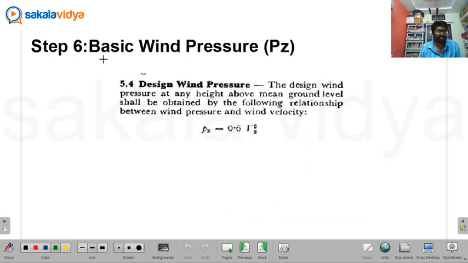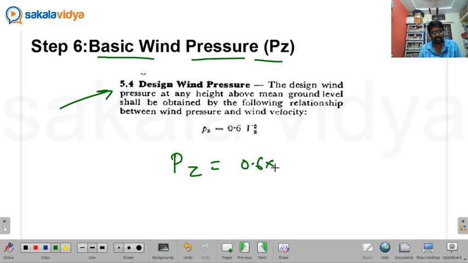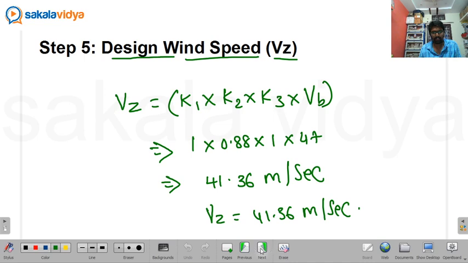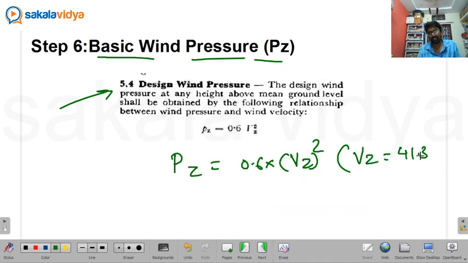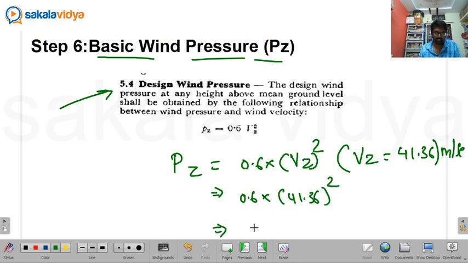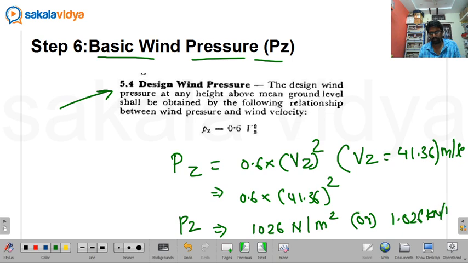Last step, basic wind pressure. By using clause number 5.4, the formula is Pz is equal to 0.6 into Vz whole square. The value of Vz from step number 5 is 41.36 meter per second. So 0.6 into 41.36 whole square. If you multiply this, you get the answer as 1026 Newton per meter square, or 1.026 kilonewton per meter square.